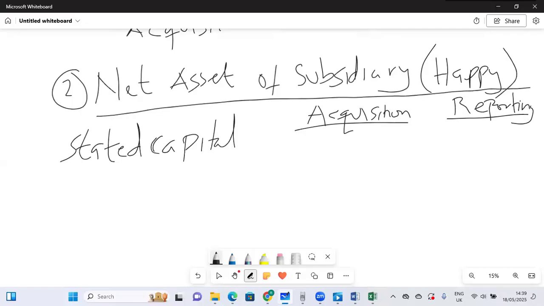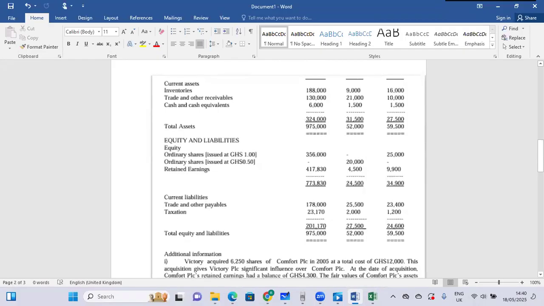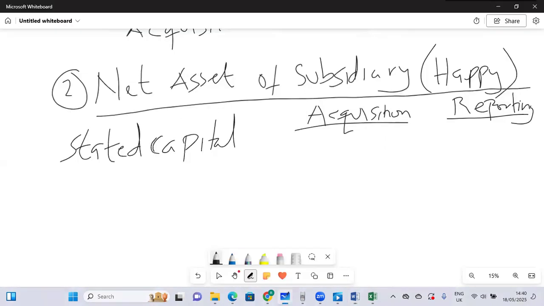And at acquisition, the stated capital of this thing was still the same. So it was 20,000, as we are seeing here. Happy's own was 20,000. So 20. Let me bring the cedi sign. Please don't forget to bring in the cedi sign. At reporting too, it's the same.